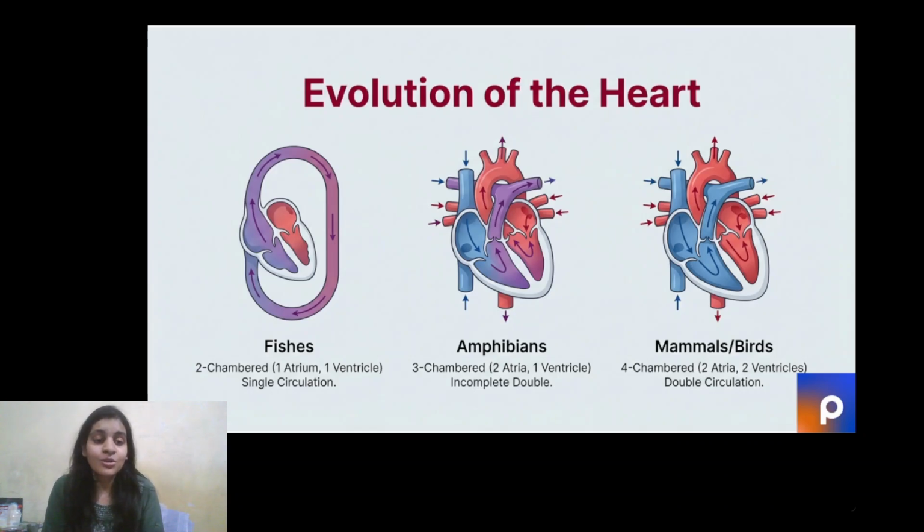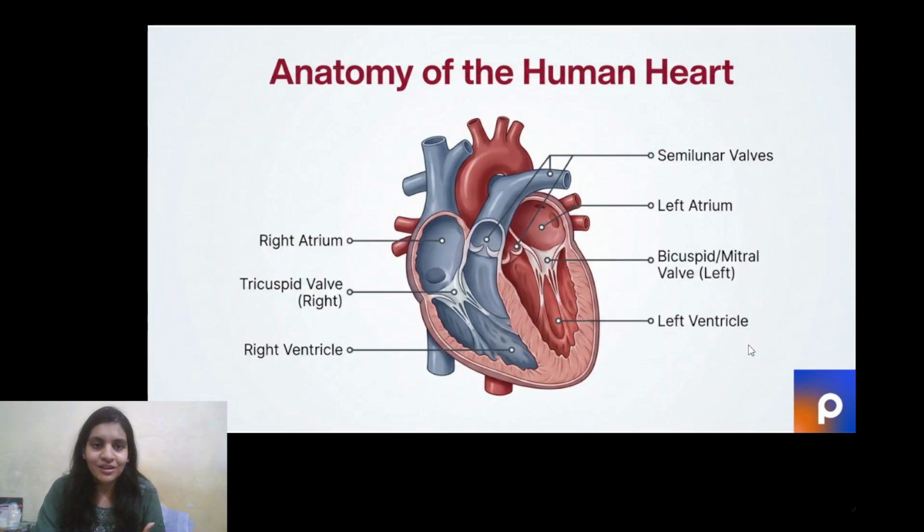Then we progress to amphibians. Amphibians have a three chambered heart, two atria and one ventricle. So they are trying to go towards double circulation, which we are going to talk about further, but it's incomplete double circulation of blood. And we, mammals and birds, have a four chambered heart with two atria, two ventricles, and we exhibit a double circulation. All right. So now let's look at the anatomy of the human heart.